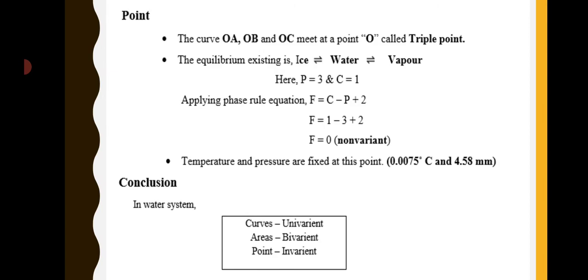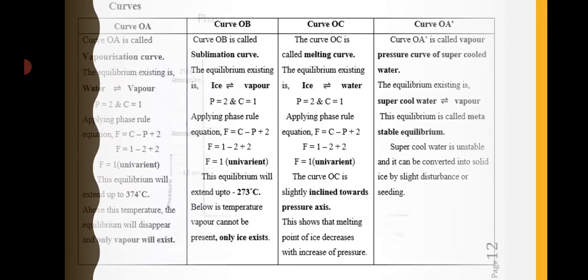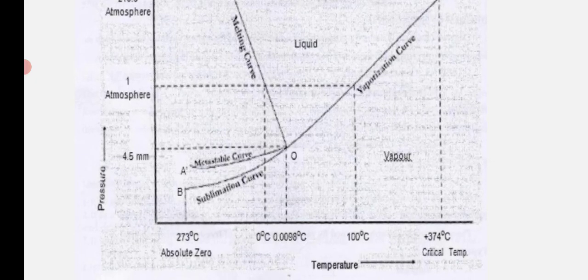Next, point O. The curves OA, OB and OC meet at point O, which is called the triple point. Here the equilibrium is between solid, water phase and vapor phase. Phase equals 3, component 1. According to the phase rule equation F equals C minus P plus 2, the degree of freedom equals 0, that is non-variant.